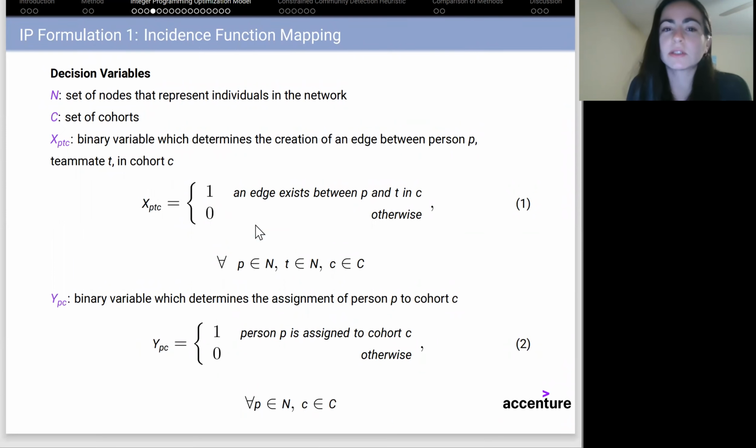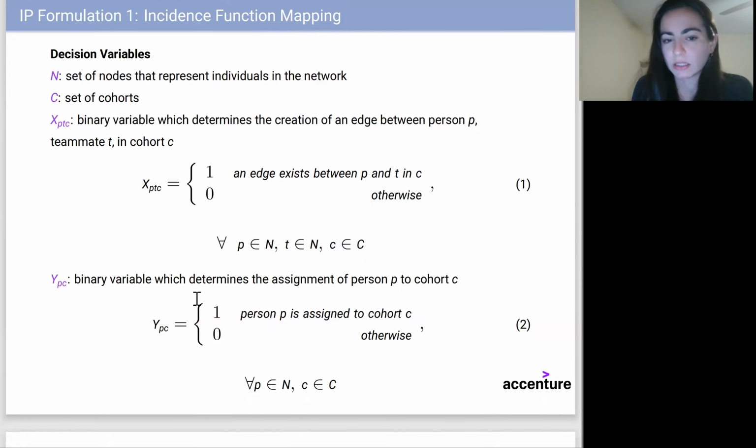So next we will discuss the decision variables. So N is a set of nodes that represents the individuals in the network, where C is a set of cohorts, and this X variable is a binary variable determining if there exists an edge in the solution between person P, teammate T, and cohort C, where Y is a binary variable that can be seen as like an assignment variable. So if person P is in cohort C.